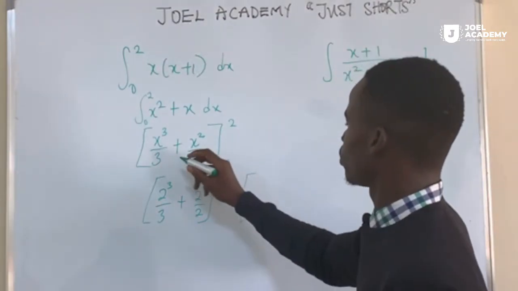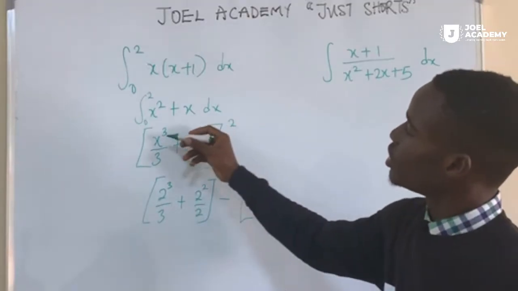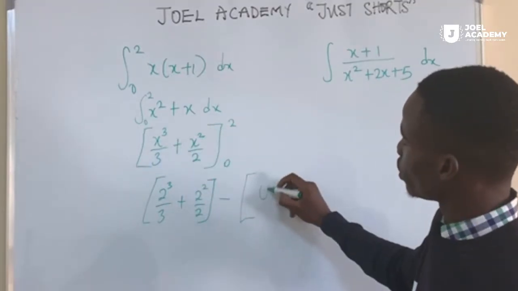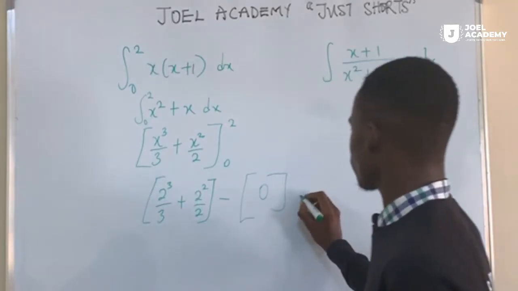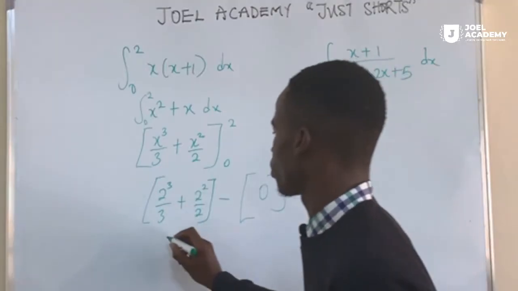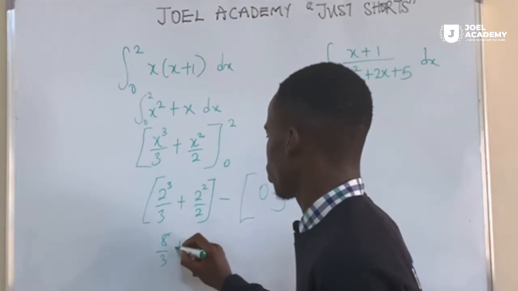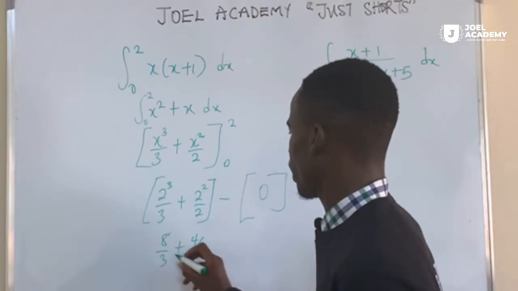Let's fix in lower limit. We'll be having what? Now, don't need to solve. 0 cube is 0. Everything becomes what? 0. So we're having what? 2 cube is what? 8. Okay, let me now go into another. We have 8 over 3 plus what? 4 over 2.